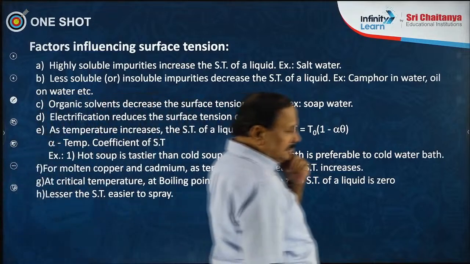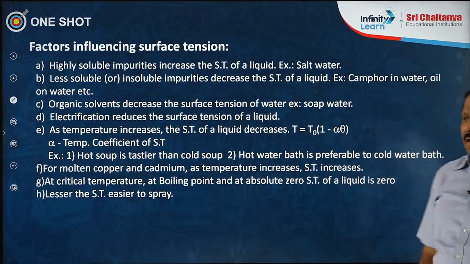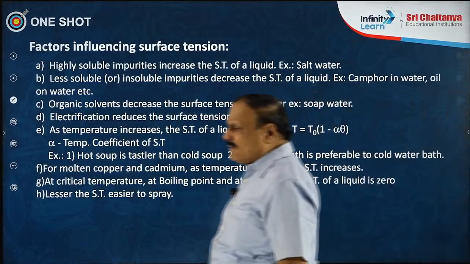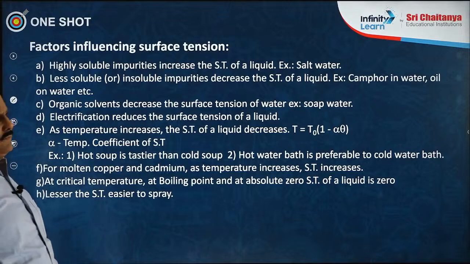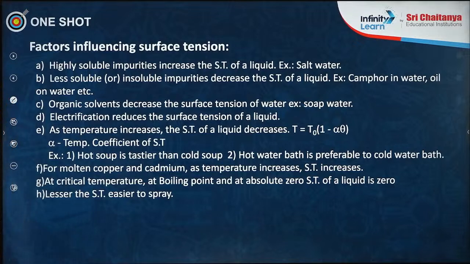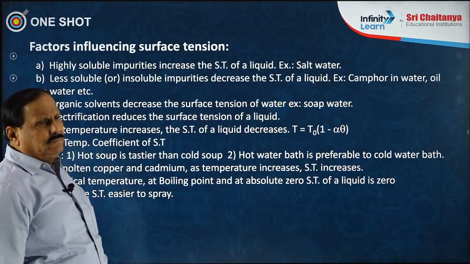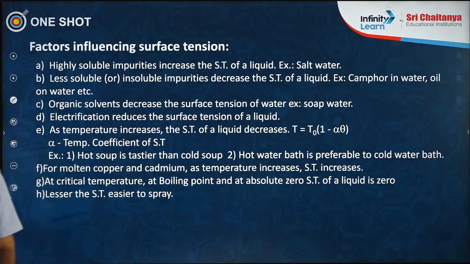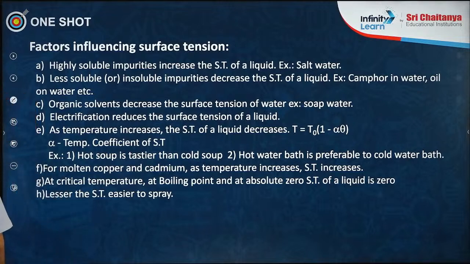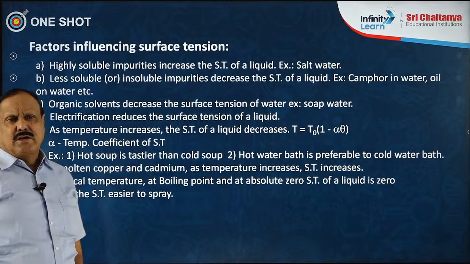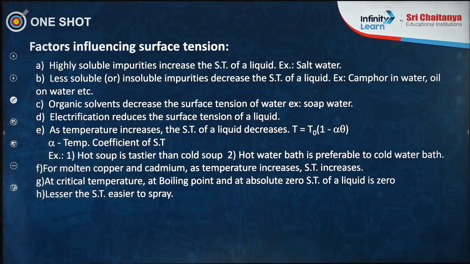After this, factors that affect the surface tension, factors that influence the surface tension. Importantly, the first factor is impurities, and the next factor is temperature. Basically, impurities. Even in the impurities, there are two types of impurities. One impurity is soluble, the other is insoluble or less soluble. Listen to me carefully. First one is soluble impurity. Soluble impurities increase the surface tension.